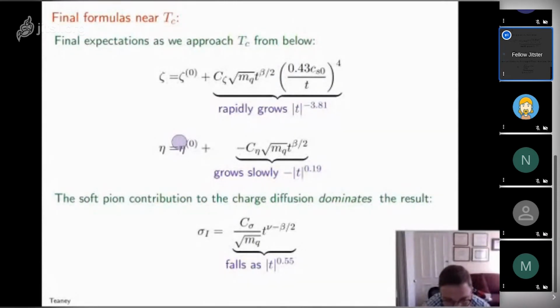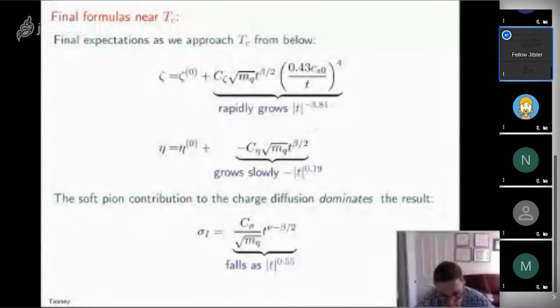Now what you find is that the bulk viscosity grows like a relatively large power of the temperature near the critical point, where t is the reduced temperature, T minus TC. So what you see is that the bulk viscosity grows like t to the minus 3.81, so it grows rapidly.